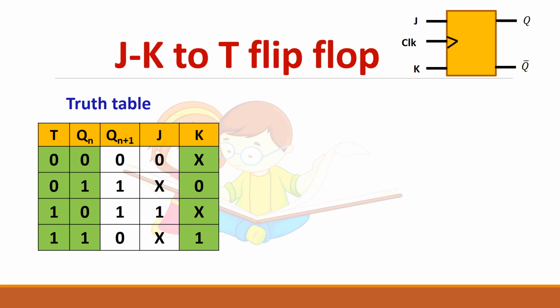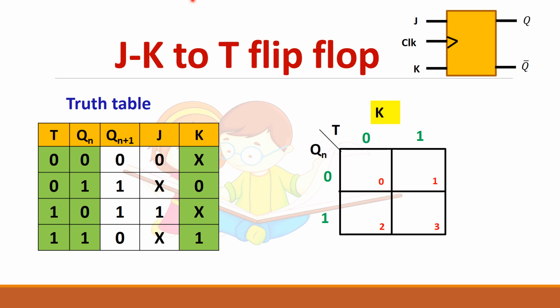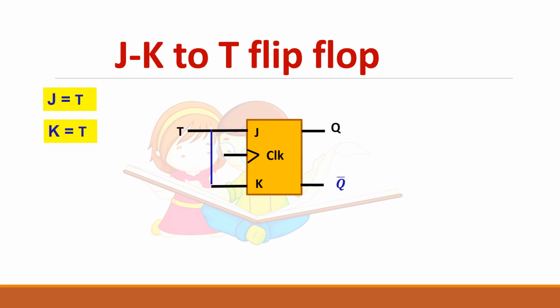Now we can draw for K. So mark it x0, x1. So here 1 and x can be clubbed together. So you will get, what is this variable? T. So K equal to T. So we can see that both J and K should be equal to T to get a T flip-flop from JK flip-flop.